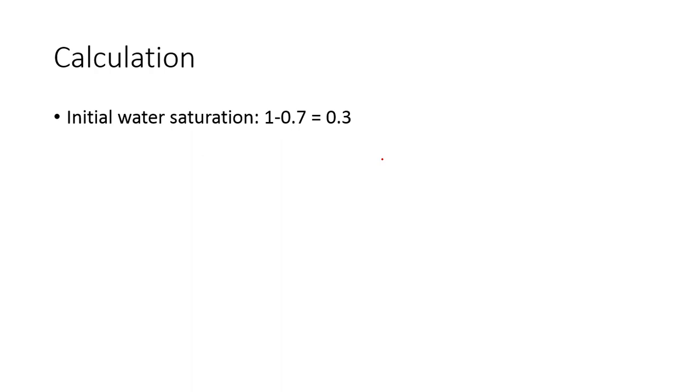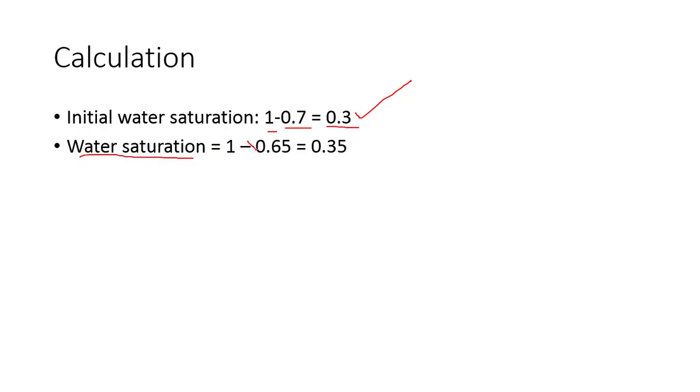So firstly I have calculated initial water saturation, which will be 1 minus the initial oil saturation, which we have seen in the question is 70%. So 1 minus 0.7 is equal to 0.3, which is 30% initial water saturation. Then after that, I have calculated the water saturation at the condition when the oil saturation is getting decreased. I have considered that the oil saturation has decreased to 65%, and so 1 minus 0.65 will give me 35% of water saturation at this particular 65% oil saturation.